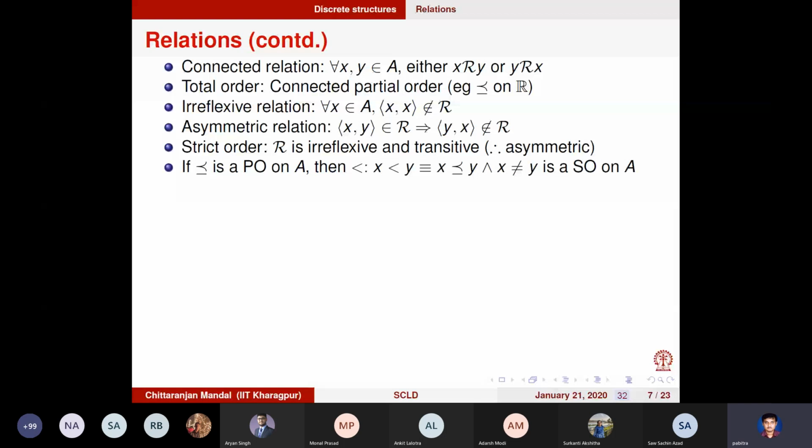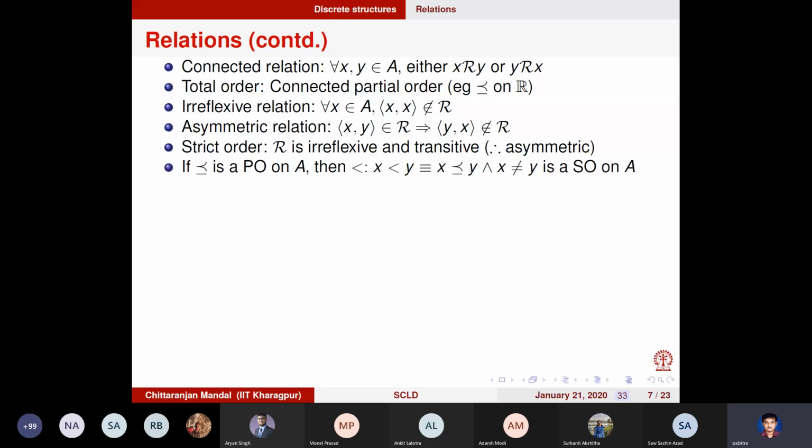So if this less than or equal to is a partial order, and this less than is defined out of this less than or equal to, then this less than forms a strict order on A. Okay, so you can convert a partial order into a strict order by changing the definition of the less than or equal to relation, by just ANDing the not equal to condition with the partial order condition, which is x less than or equal to y.